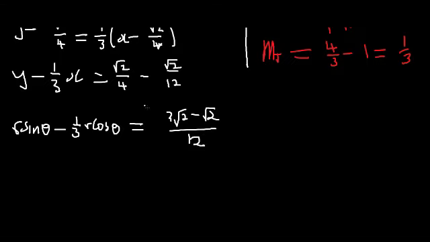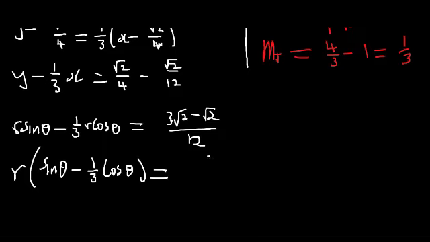Now this is so because this will simply give us 2 root 2, right? So basically we factor out r, and we are going to have r times sin theta minus 1/3 cos theta to be equal to 2 root 2 on 12, which can further be simplified to root 2 on 6. Now we are going to divide all through.